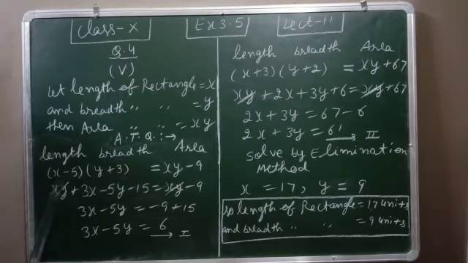Now x into y, xy, x into 3, this is 3x, minus 5 into y, minus 5y, minus 5 into 3, minus 15. xy will cancel. So 3x and minus 5y will remain on the left hand side, 15 we will shift, it will become plus. So 3x minus 5y equal to 6. This is equation number first.